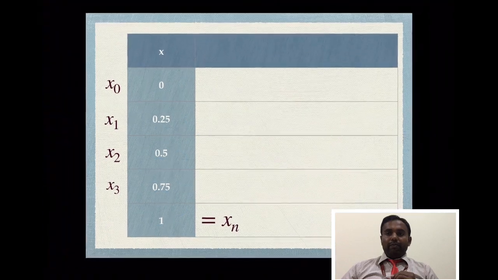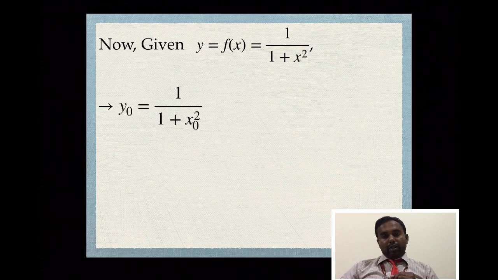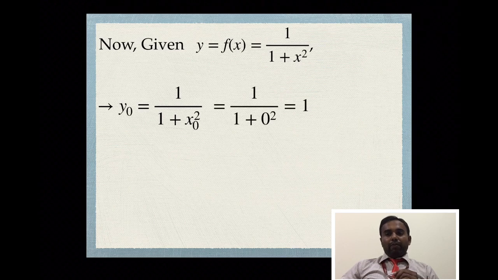Getting it? Right? So with all this data, in the next level, the moment I know the values of x0, x1, x2, x3, x4, I will start substituting them into the given function f of x, just to make sure I get the points y0, y1, y2, y3, y4. Of course, y4 will be yn. So if f of x or y is equal to 1 by 1 plus x square, then I can obviously write y0 to be equal to 1 by 1 plus x0 square. So substituting the value of x0, I am getting y0 to be equal to 1.